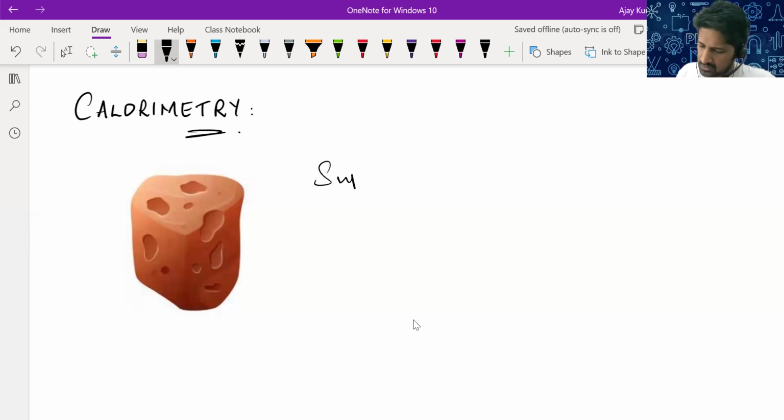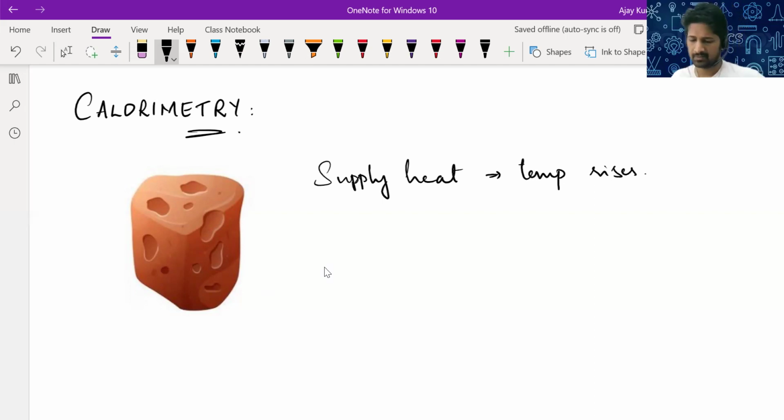Now, if you supply heat to a solid, you will observe its temperature rising. Supply heat, so temperature rises. The amount of temperature rise, delta T, and the heat that you supply, let's call it delta Q. Capital Q is the symbol we use to represent heat. Delta Q is the amount of heat supplied.